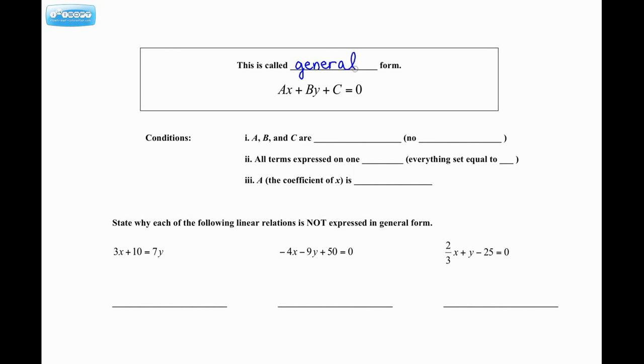Say it's a bit more theoretical. It's not as practical in terms of getting a graph in, but this is the form. We have some number a times x plus some number b times y plus some number c equals 0. If an equation is written like this, we say it's in general form.